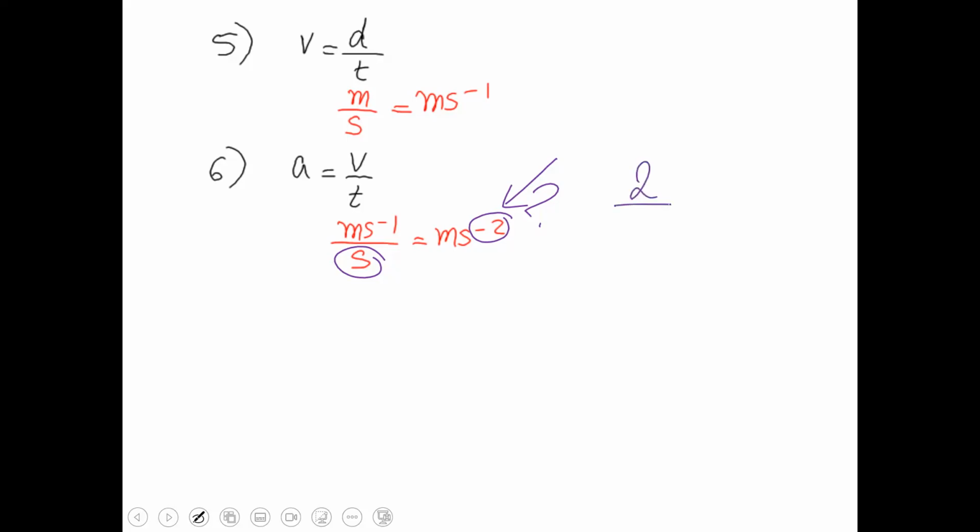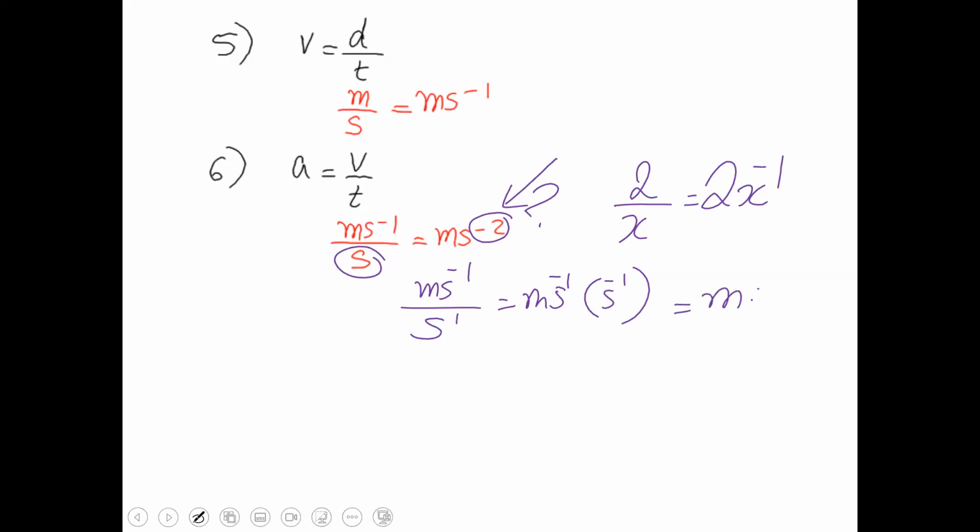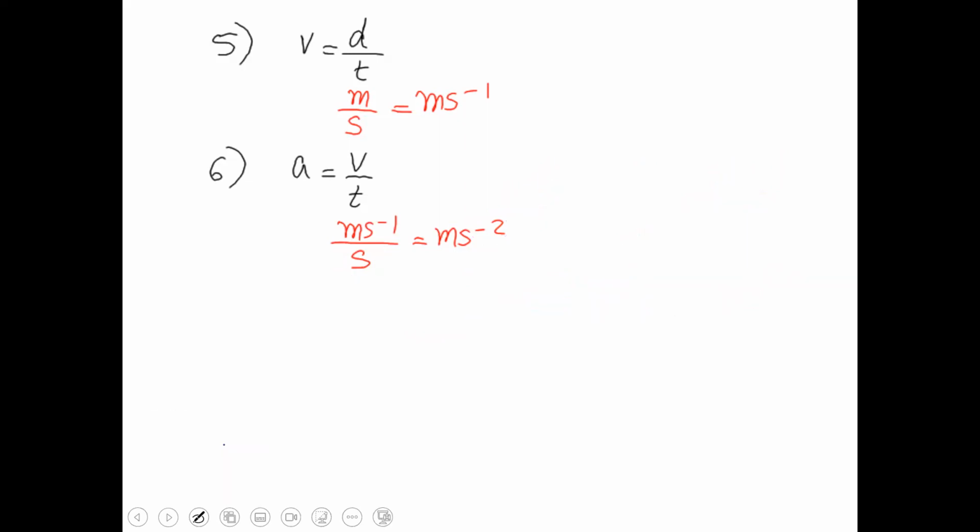Sir, look at simple maths, 2 upon x. Okay, can I write it 2x minus 1? Yes. Good. So I have ms minus 1 upon s. It's 1 upon s, so I take it upside and I get again s minus 1. So there are two minus 1s. When they add up together, they get ms minus 2. Yes, I understand. This is a very important exercise in the start of this chapter.